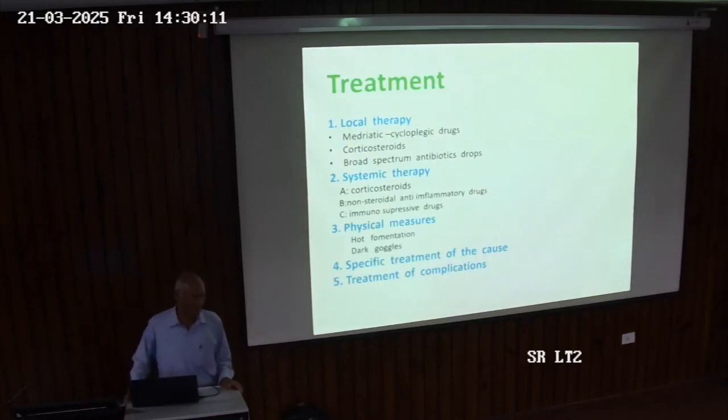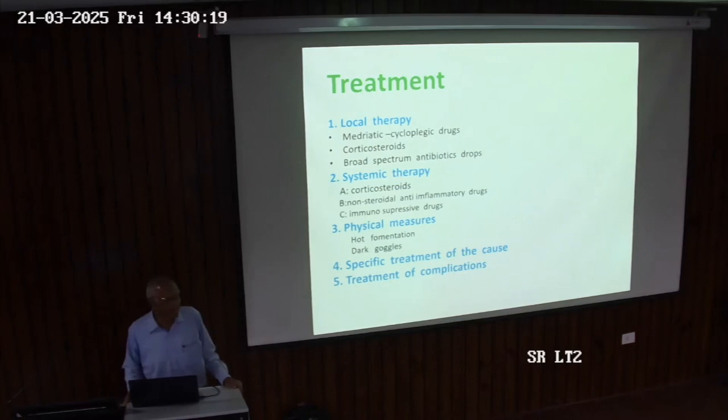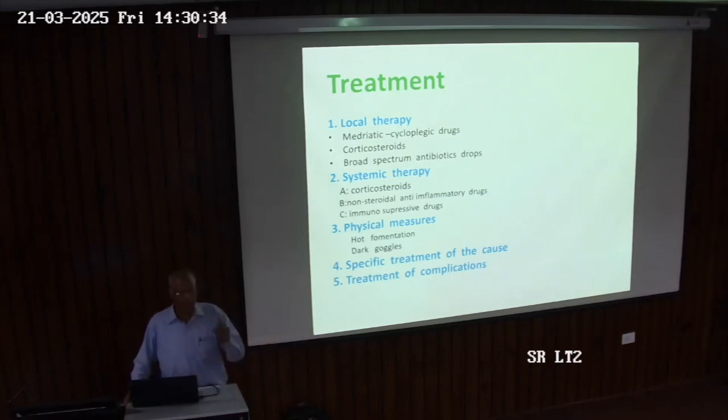Standard treatment of uveitis, whether granulomatous or non-granulomatous, is something we have to start immediately. Local therapy: mydriatic cycloplegic drugs, steroids, and broad spectrum antibiotics. We can start systemic therapy also, physical measures, specific treatment, and treatment of the complications. Two things are important in uveitis: steroids and dilators. We have to start them in all the cases.